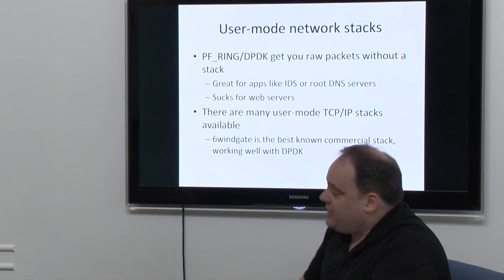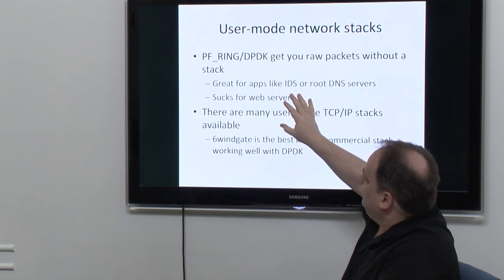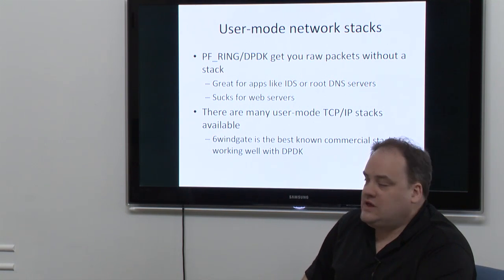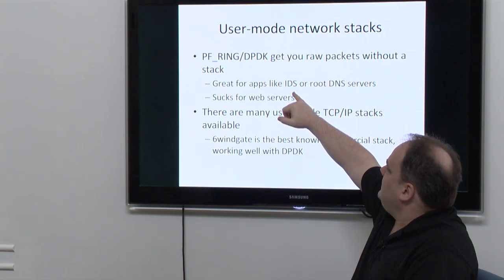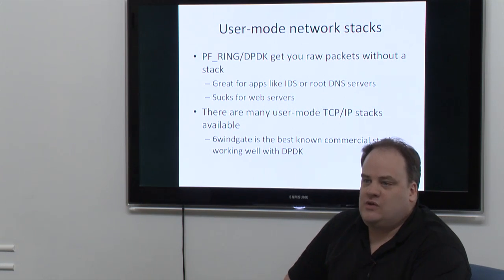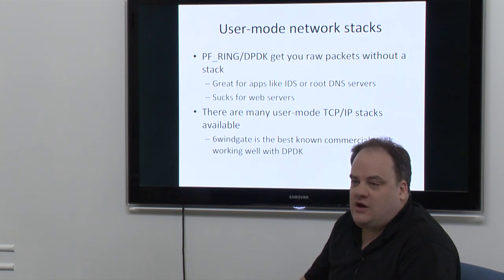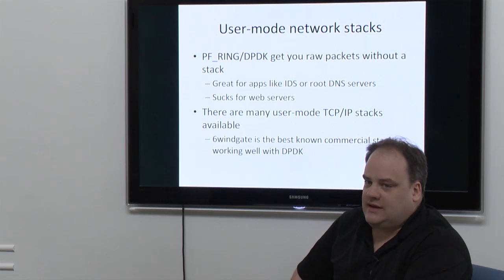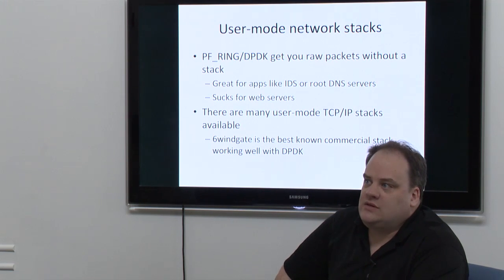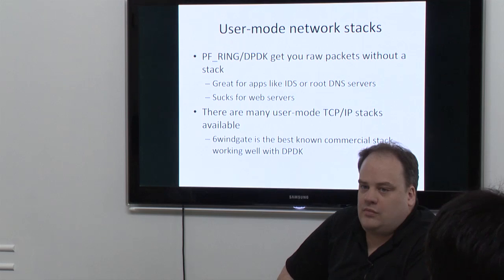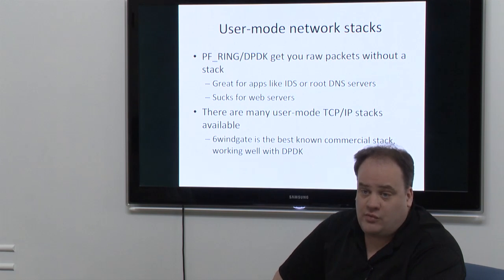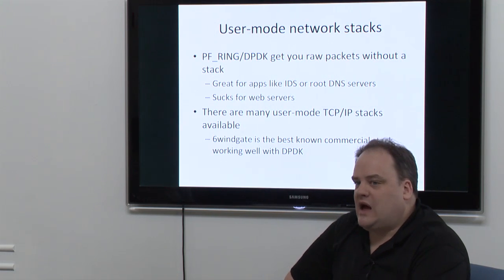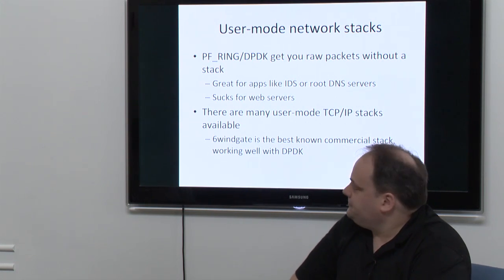So if you're running PF_RING, you're getting the raw packets, so you don't have a TCP/IP stack. You need to either write your own, or if you're running something like an IDS or a DNS server that's just running over UDP, you don't really need your own TCP/IP stack. You just deal with the packets yourself. But if you've got a web server, you sort of need a TCP/IP stack. There are a number of user mode TCP/IP stacks that university researchers have published that would work off of PF_RING, but they tend to be prototypes rather than something really robust.